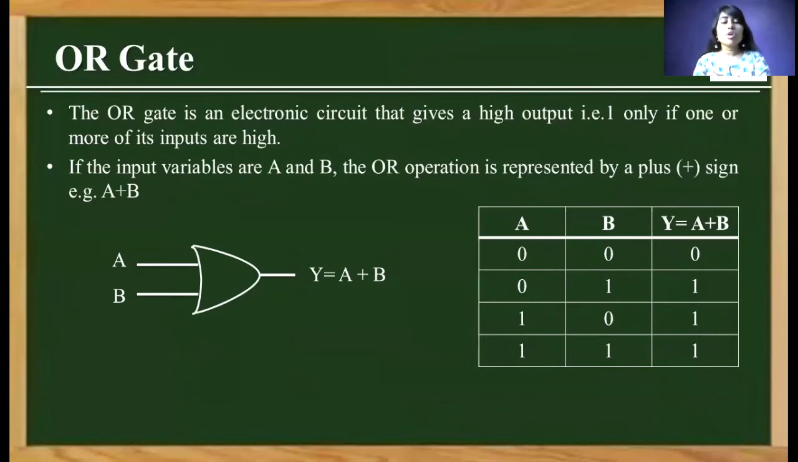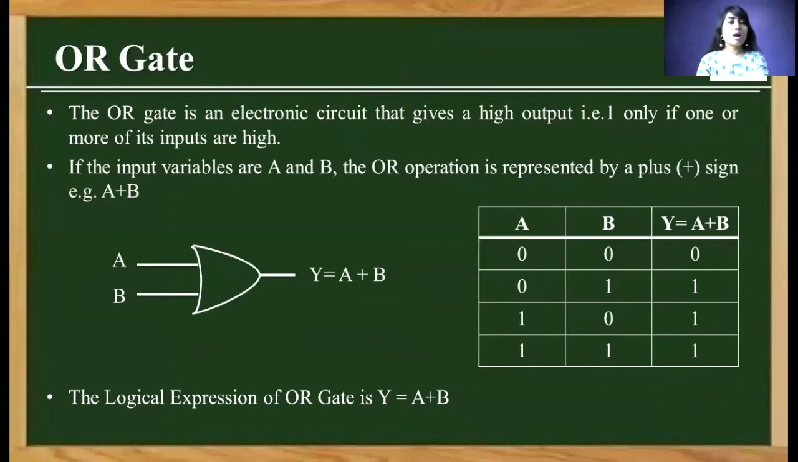Binary addition 1 plus 1 becomes 10, where 0 is known as the sum. But here 1 or 1 gives a 1 output. So this is why binary addition and binary OR operation are different. The logical expression of OR gate is Y equals A plus B. So this is how the OR gate works.